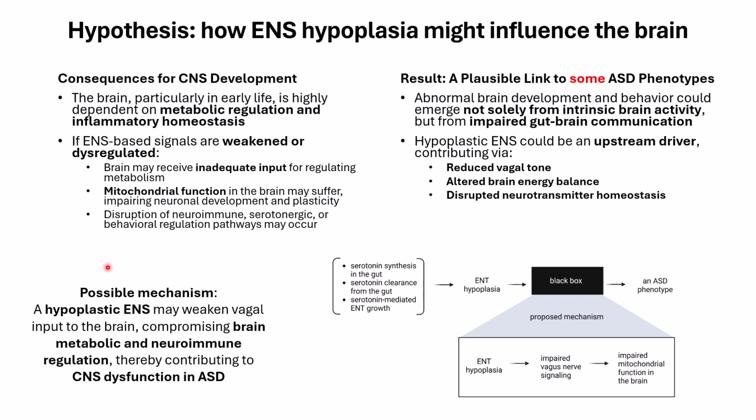And I guess this is just kind of a summary: a hypoplastic ENS may weaken vagal input into the brain, compromising brain metabolic and neuroimmune regulation, possibly contributing to CNS dysfunction. Okay, so in a world where this is the case, what could be some of the approaches that could target this axis?